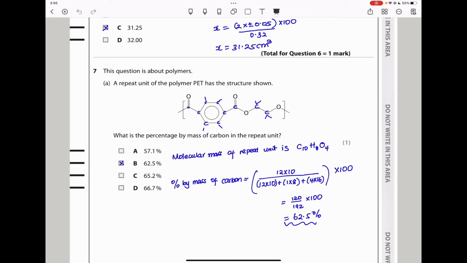The hydrogens are 1 here, 2, 3, 4. We have 5, 6, 7, 8. There are 8, and oxygens are 1, 2, 3, 4. Remember, we are counting whatever is in here because that is the repeat unit. So knowing that, and I know each carbon is 12, each hydrogen 1, and each oxygen is 16, I had to get carbon, 10 carbons, so 12 times 10, divided by the total, which is going to be 120 divided by 192 times 100, giving me 62.5, and the answer is that. Remember, they asked for percentage by mass of carbon. It means carbon divided by everything times 100 will give you the answer.